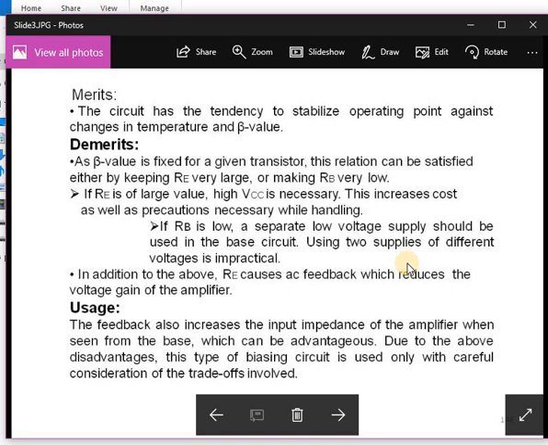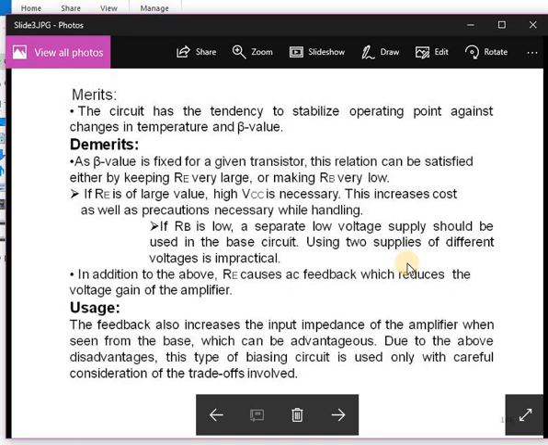So where we are using this fixed bias with emitter feedback, the feedback also increases the input impedance of the amplifier when seen from the base, which can be an advantage. Due to the increase in the feedback, the input impedance of the amplifier also increases. So this one is an advantage.